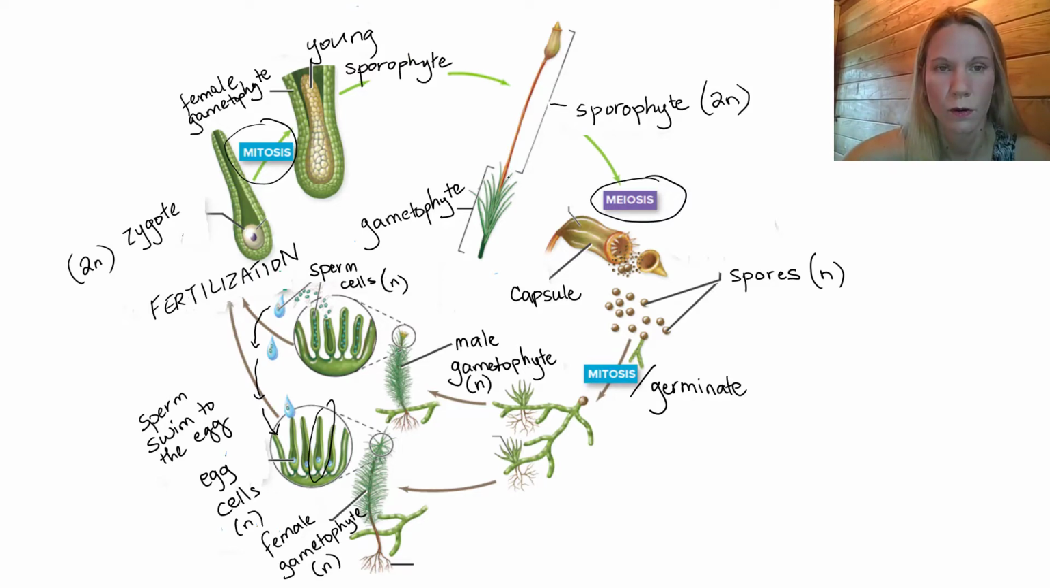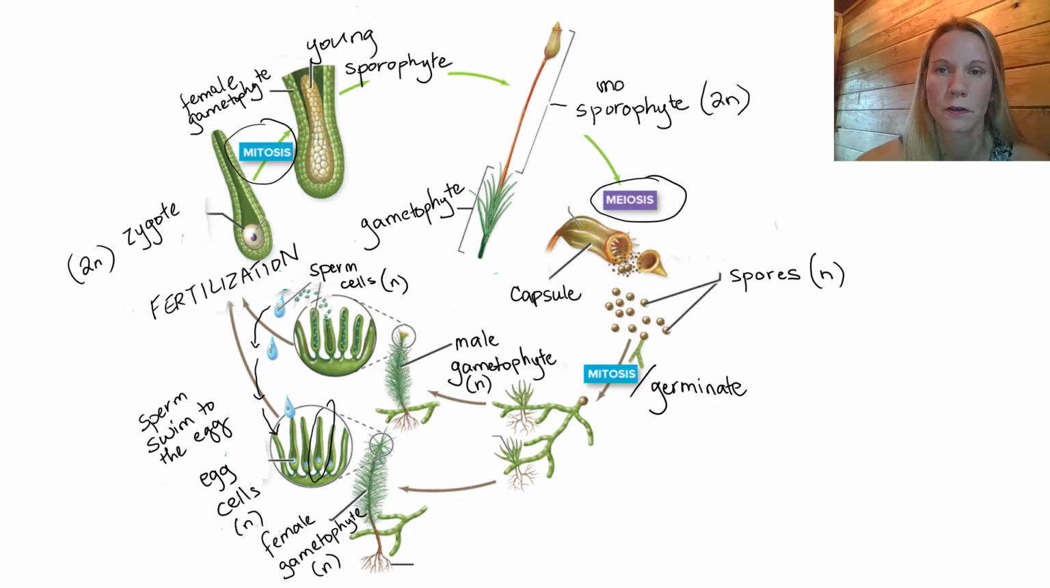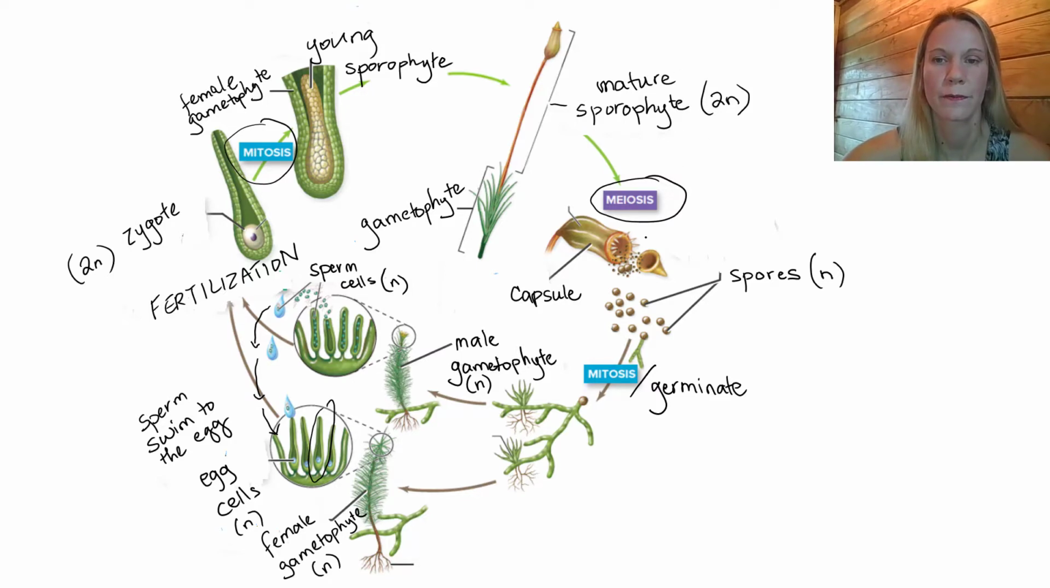And then it grows, and they're showing us the young sporophyte in this brownish color. And then it grows out of the female gametophyte and makes the mature sporophyte. Let's add the word mature here. And the mature sporophyte would then produce the capsule that would make the spores, and the cycle repeats.